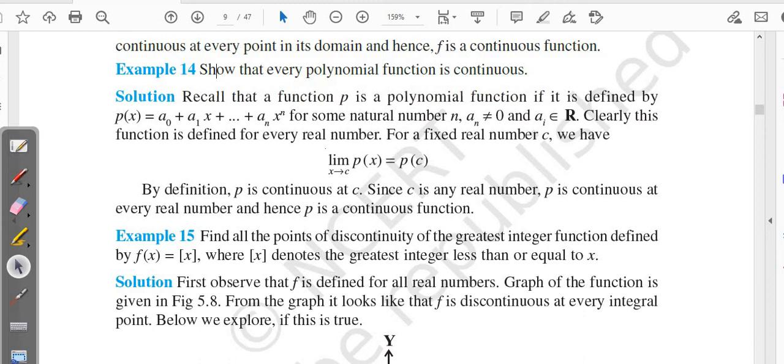For the previous sums, if you have noticed, the function was directly given. Here the function is not directly given. Instead of that, what is given? Every polynomial function. It's given like a statement. So every polynomial function, in the sense, we are going to take a general form of a polynomial function, and we are going to prove that function is continuous.